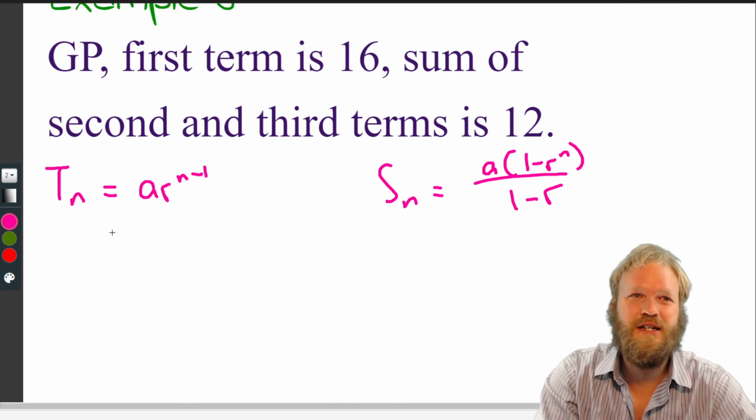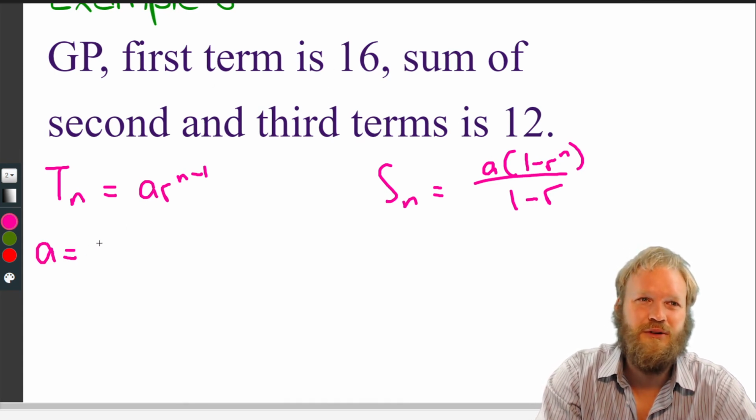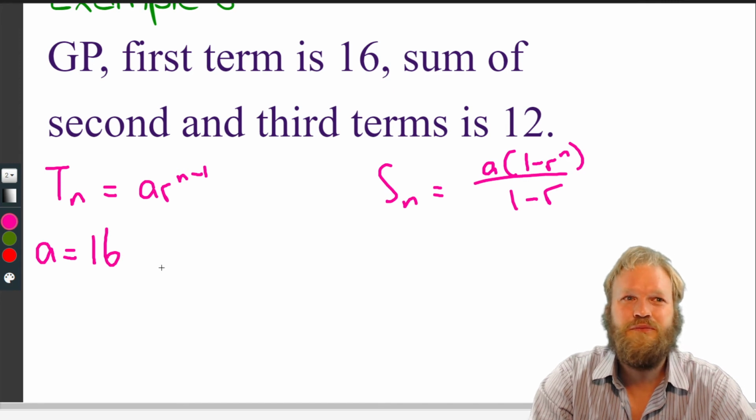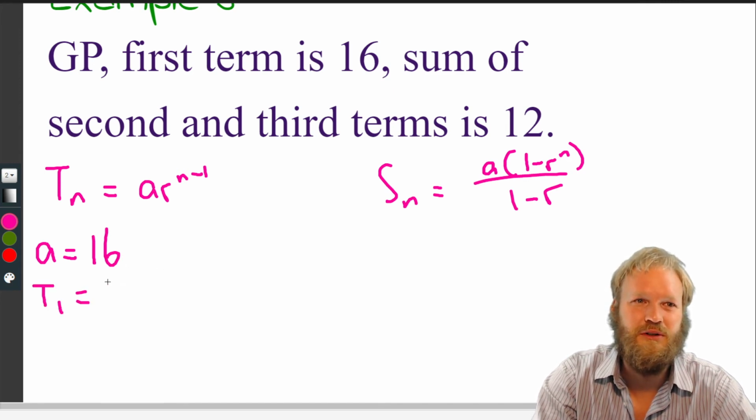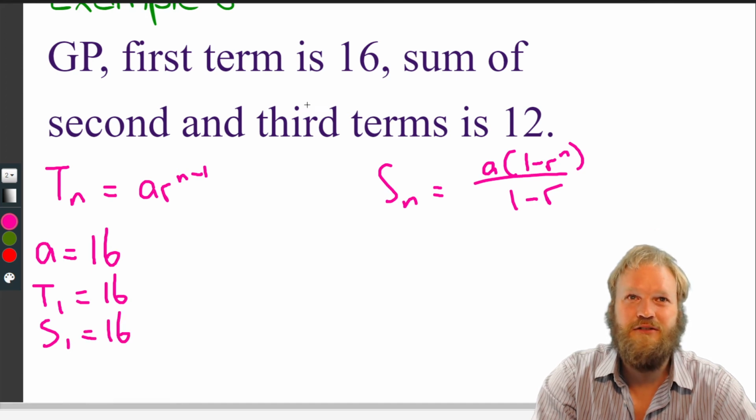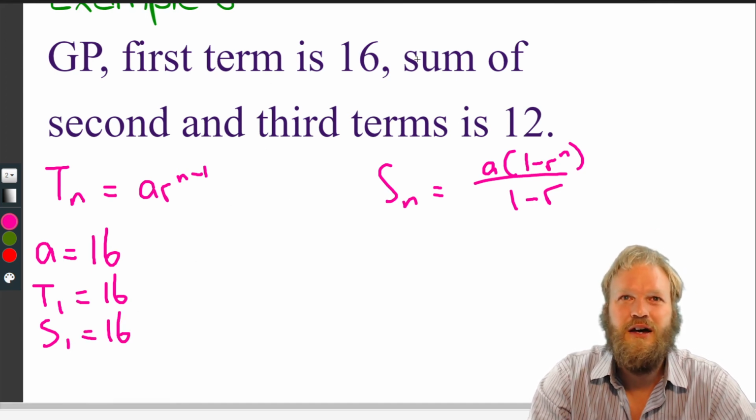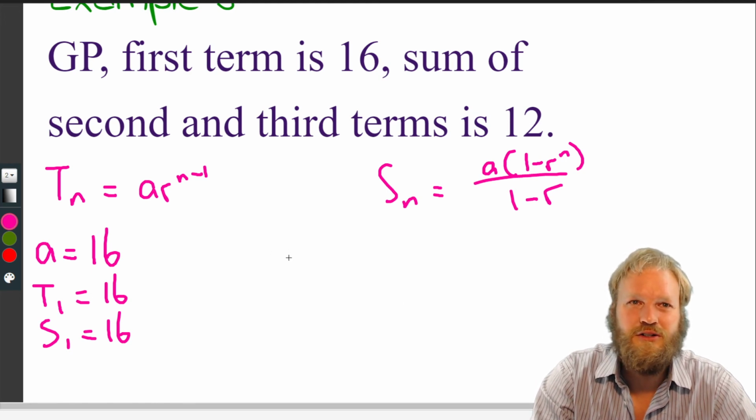The first term is 16. Okay, so we know a equals 16. We know that t1 equals 16. In fact, we know that s1 must be 16 from that, because the first term is 16. The sum of the second and third terms is 12. Okay, so the sum of the second and the third terms is 12.